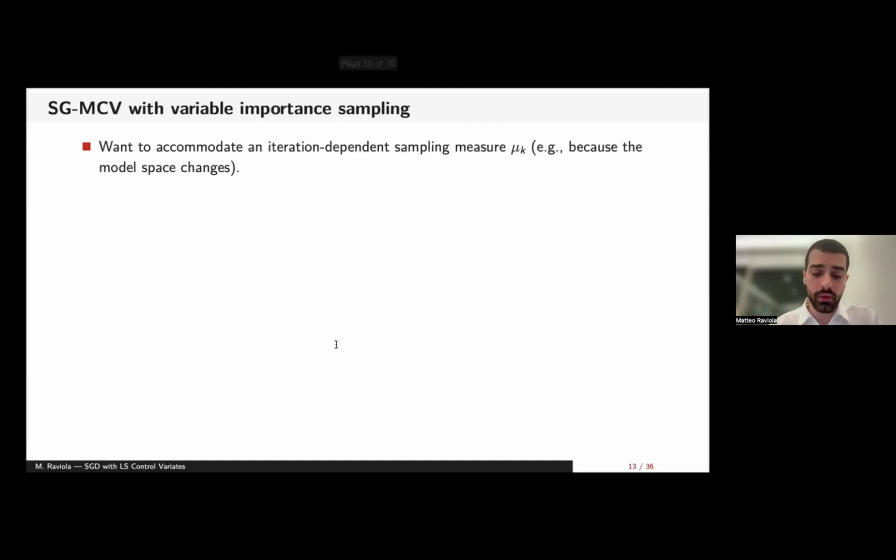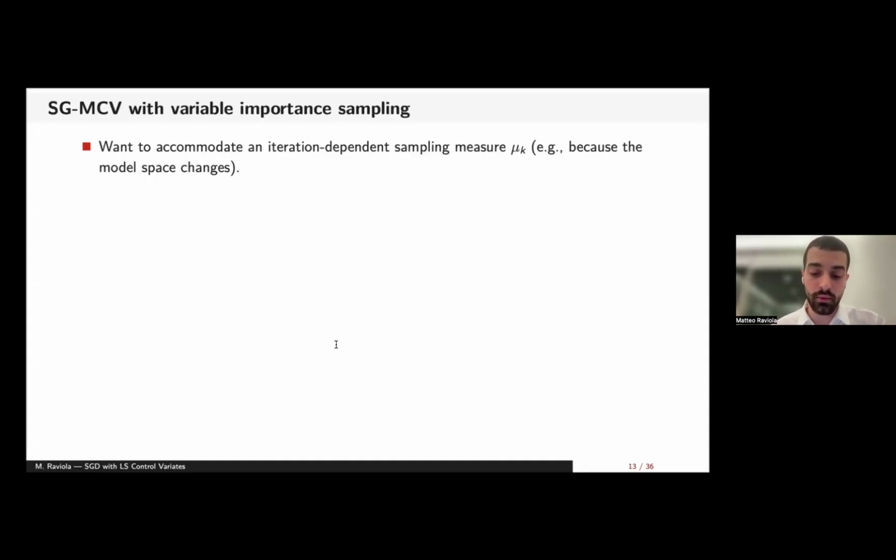But we would like to go even a little more complex, meaning that we would like to accommodate the case where the sampling measure depends on the iteration. This could be because of the model that we're fitting: over the iterations, we may take this model from different spaces.